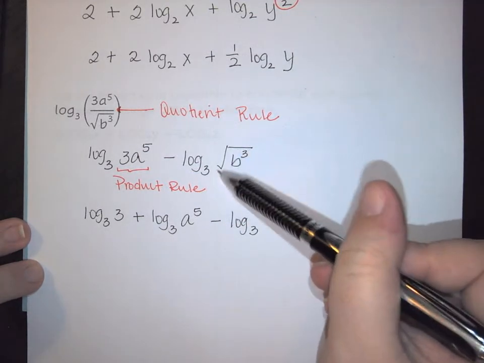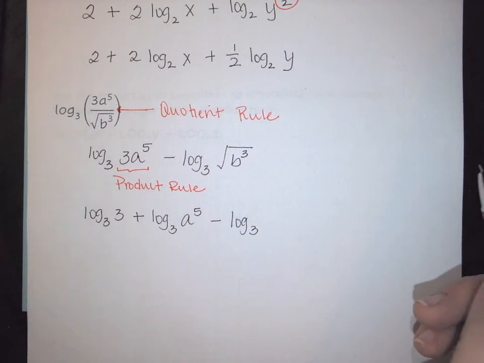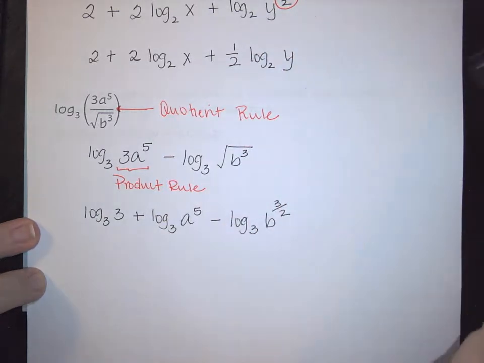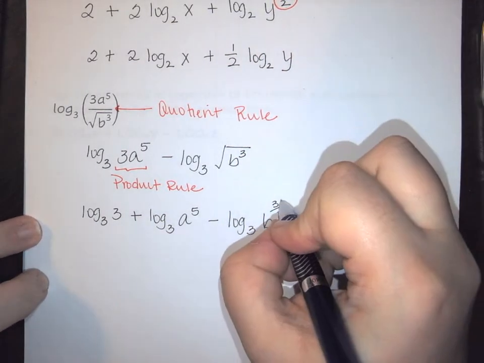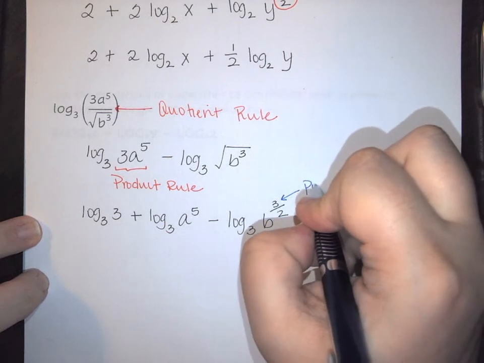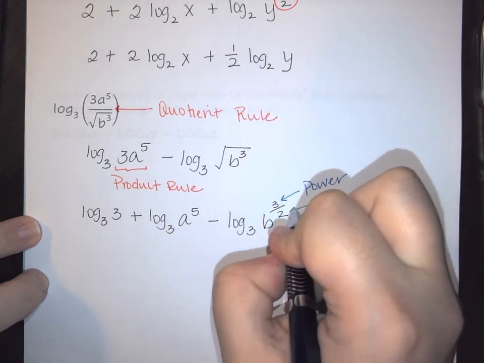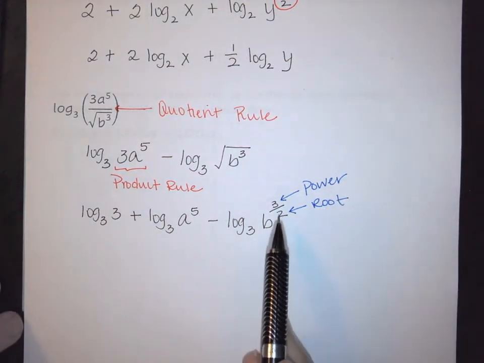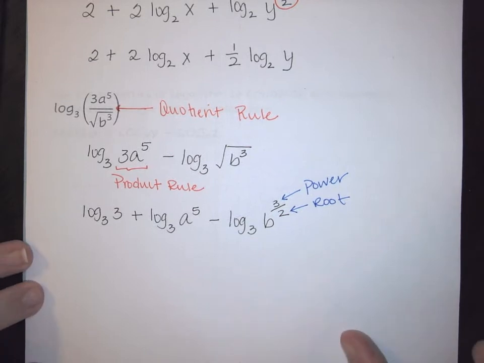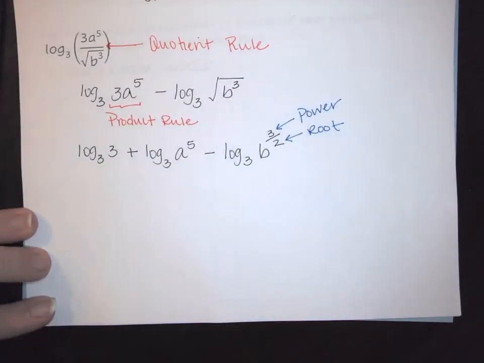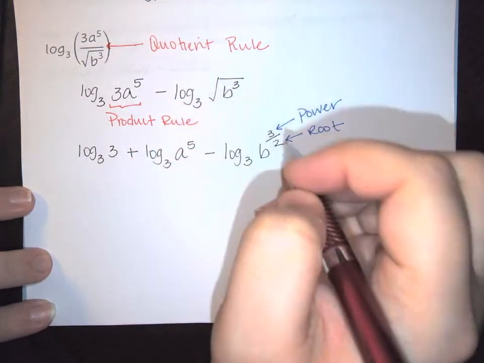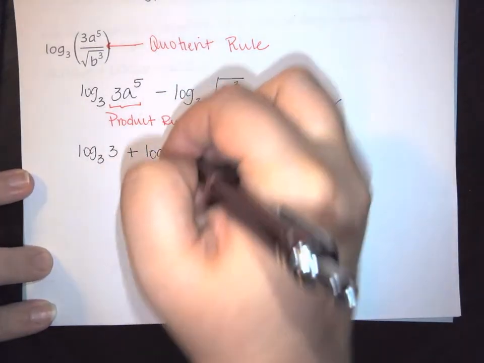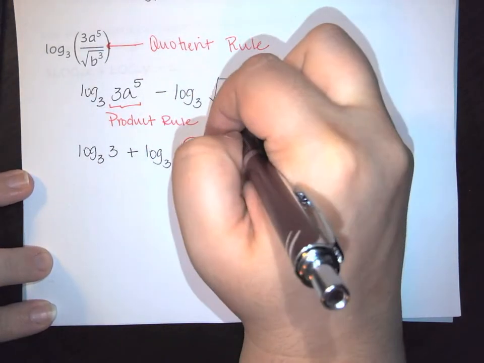The only thing I'm going to do here is change that square root into its power form. So this is going to become b to the 3 over 2. What we need to remember here is that the numerator part is considered to be your power. Your denominator here is your root. We had a square root, so we put it over 2. Now I have to keep going, and if we look at this one, right here I have this 5. So this is going to be that power rule.